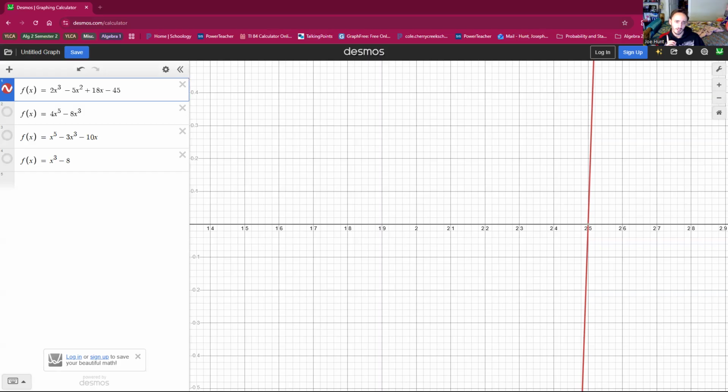So what you'll notice here in this problem is that there is a GCF. Between 4 and 8, the GCF is 4. Between x to the fifth and x to the third, your GCF is x cubed.